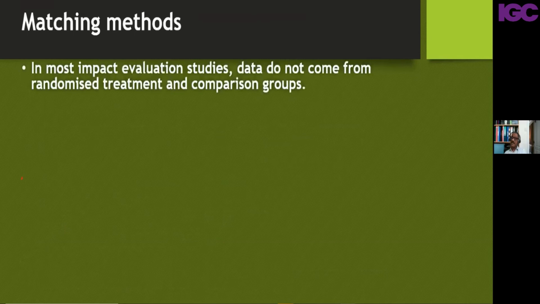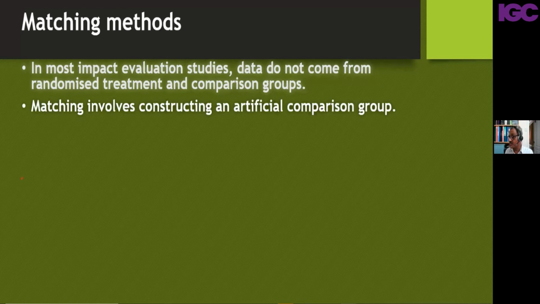And some of you may already be familiar with propensity score matching methods. But the principle behind matching methods is very, very simple. So in most impact evaluation studies, data do not really come from randomized treatment and comparison groups. So you just have observational data on a certain number of units, and they're not really randomized. Now, matching involves constructing an artificial comparison group from this observational data.